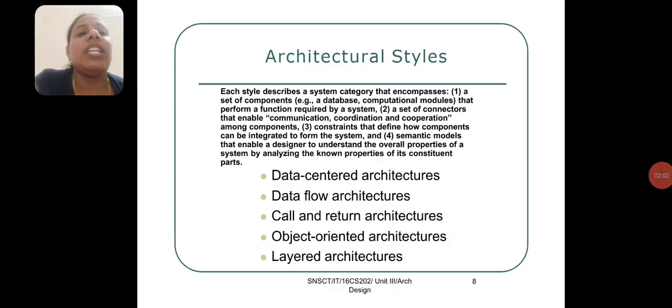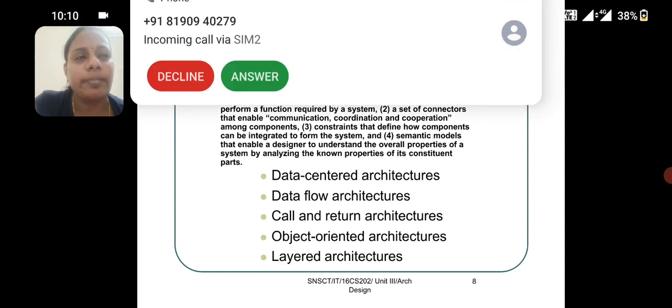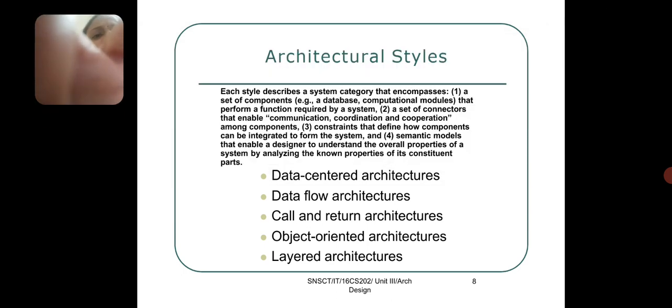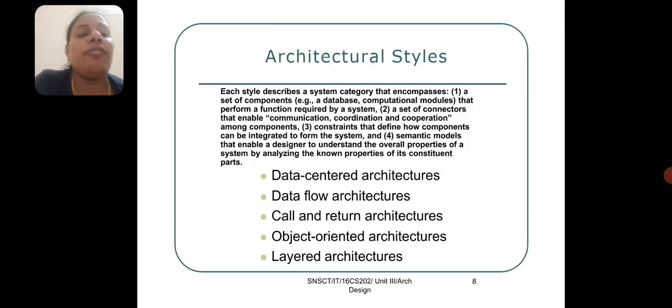Architectural styles. Each style describes a system category that encompasses a set of components that perform a function required by a system, a set of connectors that enable communications, coordination and cooperation among components, constraints that define how components can be integrated to form the system, and semantic models that enable a designer to understand the overall properties of a system by analyzing the known properties of its constituent parts.